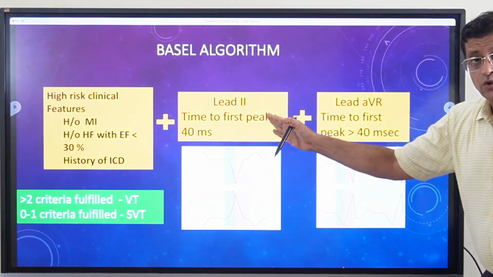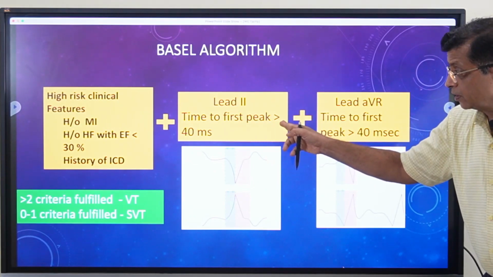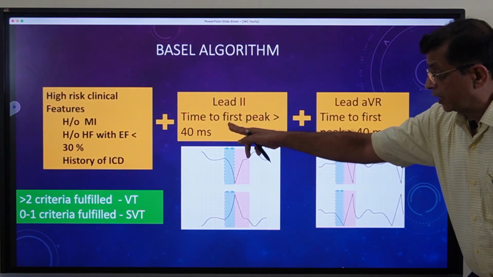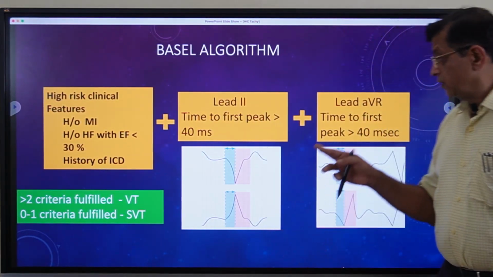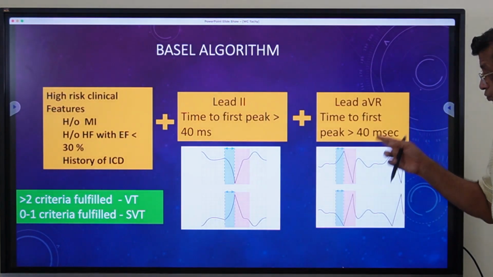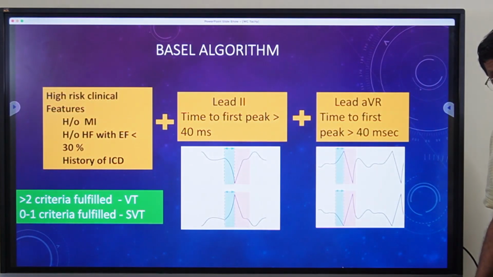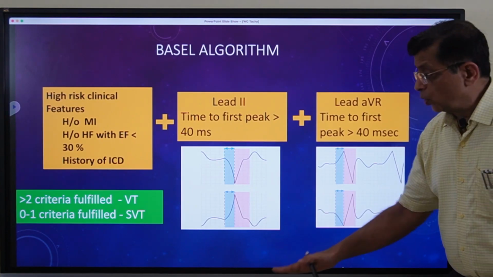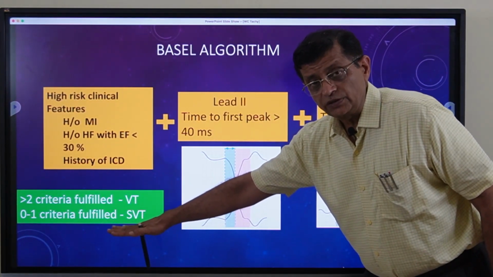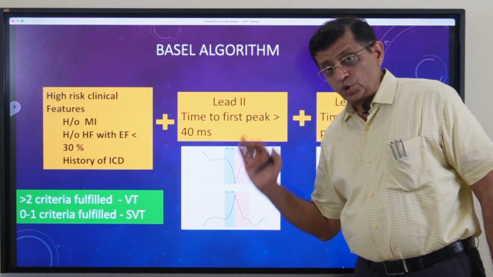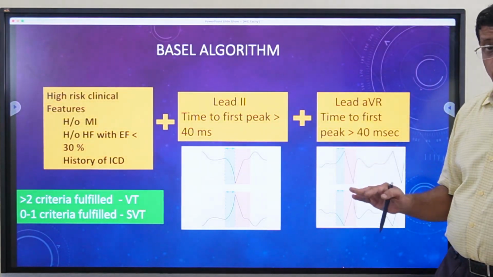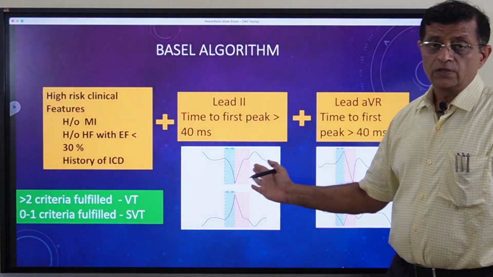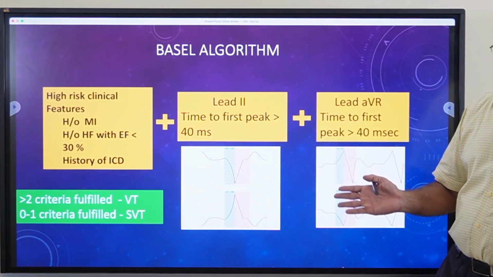Criterion number 2 is to see in lead II the time to first peak, which should be more than 40 milliseconds, right? So it should be a slow onset VT. Again, in lead aVR, the time to first peak should be more than 40 milliseconds, that is more than 1 small square. If 2 or more of these criteria are present, this is VT, while if only 0 to 1 criteria are present, this is SVT. This is much shorter to use, and many people prefer a shorter trick to diagnose. It takes about 30 seconds to complete, while the Brugada algorithm will usually take about 2 minutes.